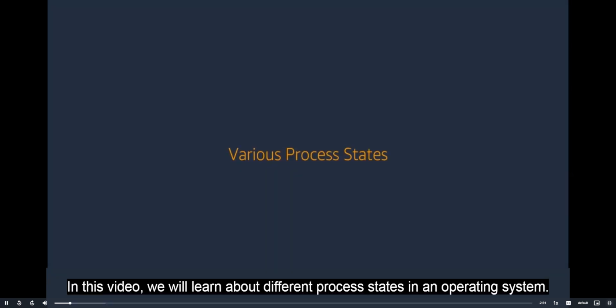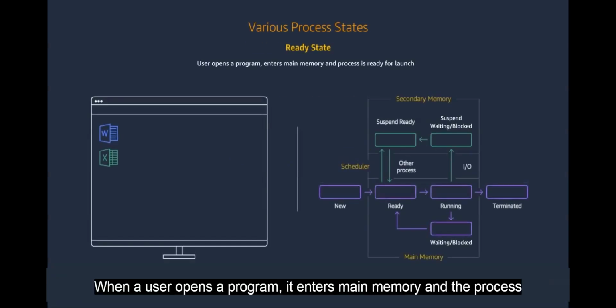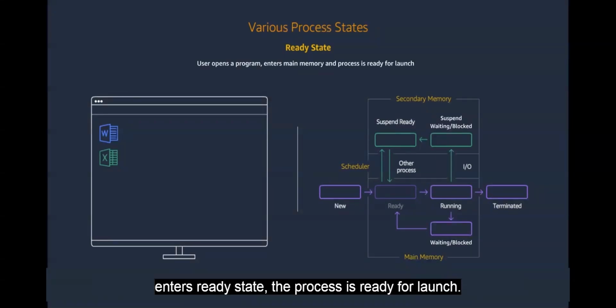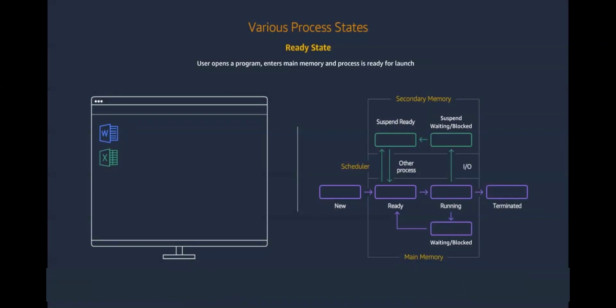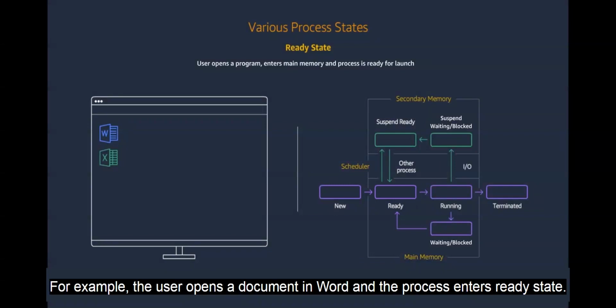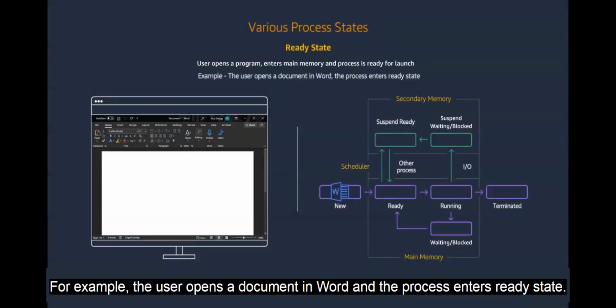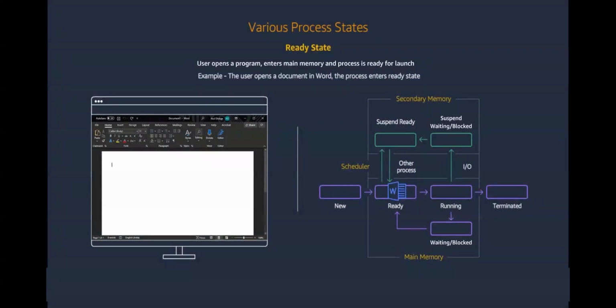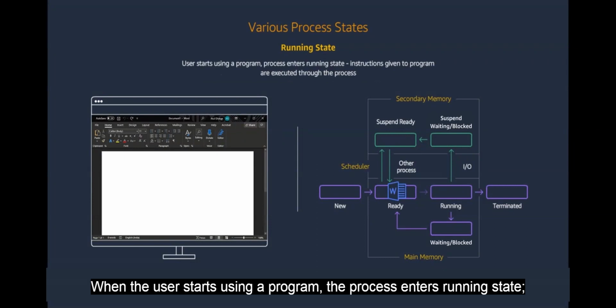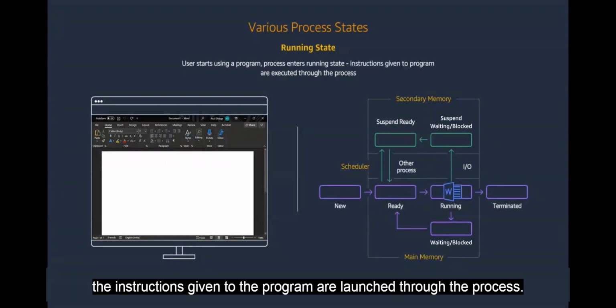In this video, we will learn about different process states in an operating system. When a user opens a program, it enters main memory and the process enters ready state. The process is ready for launch. For example, the user opens a document in Word and the process enters ready state. When the user starts using a program, the process enters running state. The instructions given to the program are launched through the process.